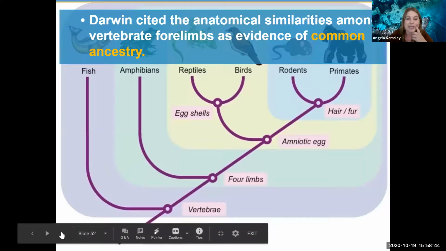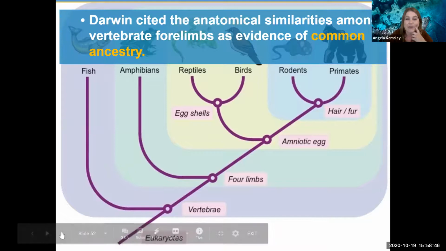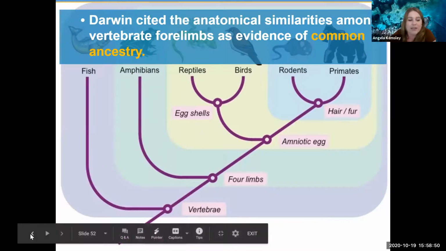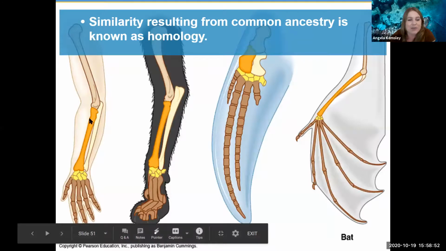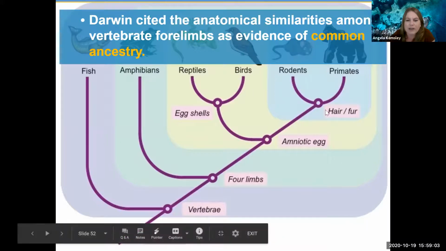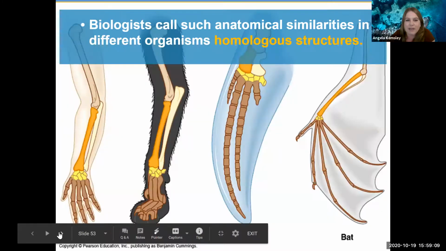So Darwin cited the anatomical similarities among vertebrate forelimbs as evidence of common ancestry. So that was this picture we're just looking at. Darwin actually took a look at this and he's like, oh, well, these actually look really similar. And so they probably at some point had a common ancestor. And we're going to take a look at that in the form of this evolutionary tree or a phylogenetic tree. We'll take a look at that in just a minute.